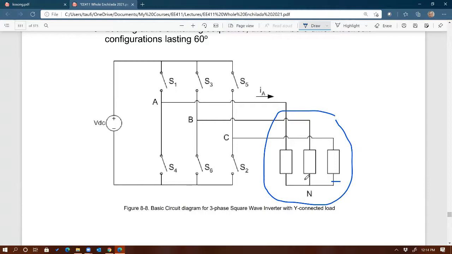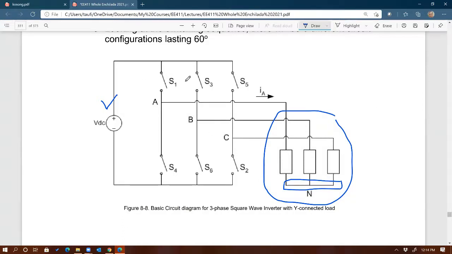How do I know that? Because all the loads are tied into the same common node, right? And input is DC, output is AC, three-phase. You have 3 legs in the circuit, in the topology right there, right? One for A, one for B, and one for C, right?